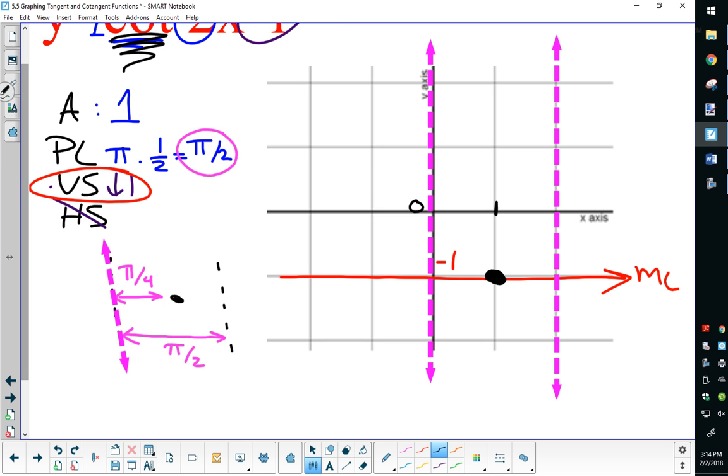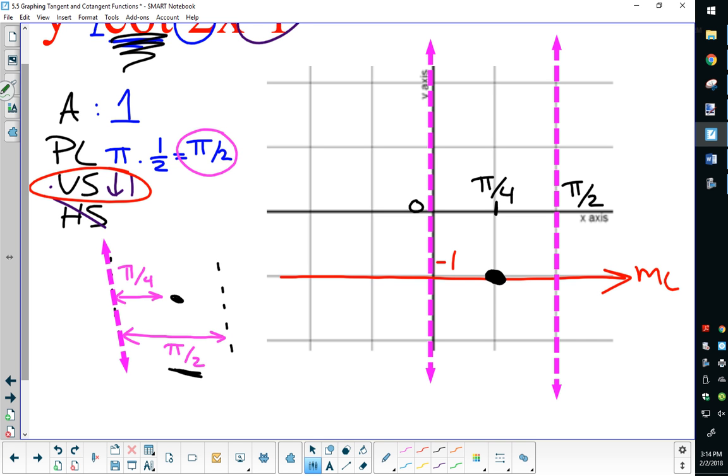Good, pi over 4, because to go from the asymptote to the center, it's a fourth of a pi. What about my next asymptote? Noah, what would I call that one? To go from one asymptote to the other, we said was a half a pi. So if I started at 0, what should I call the other asymptote? Half a pi, because that's how far it is from one to the other. So we're going from 0 out, it's a half a pi.